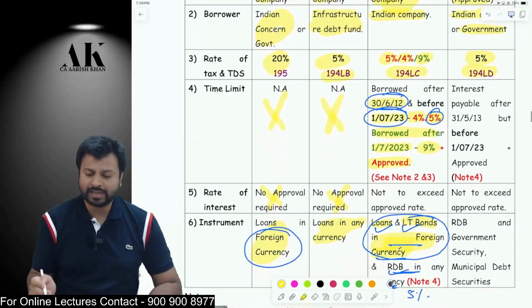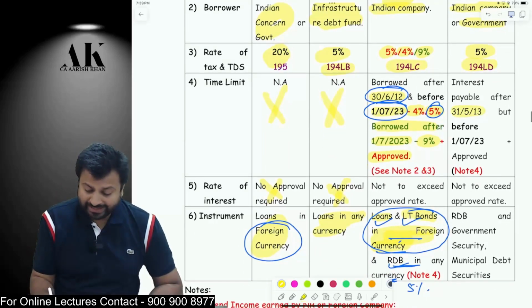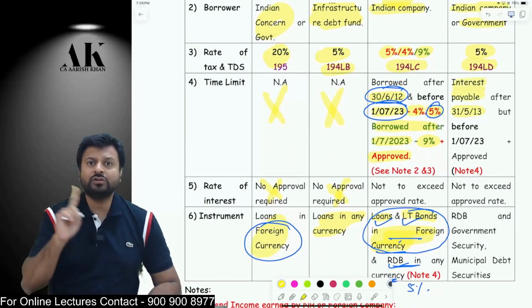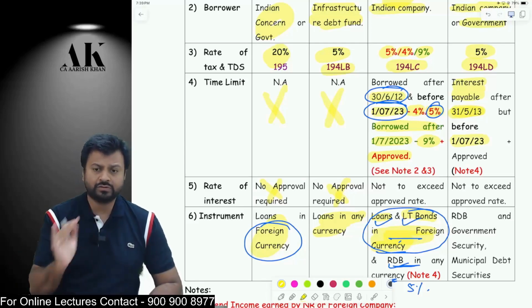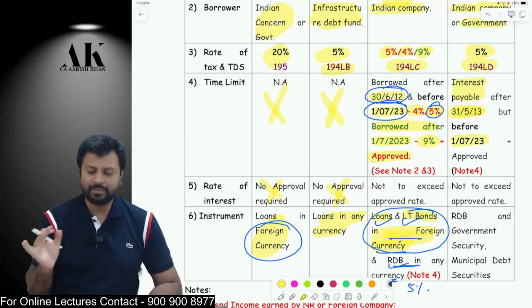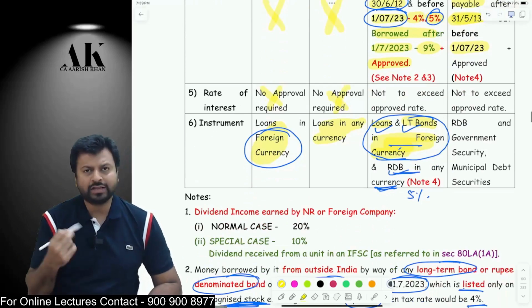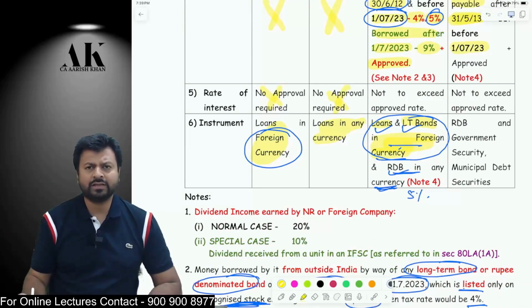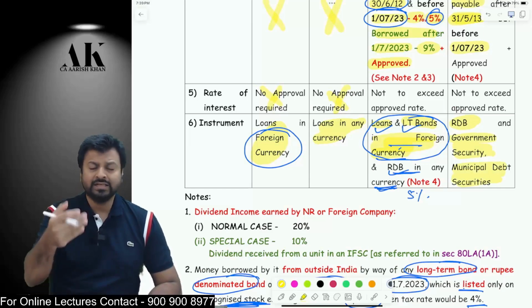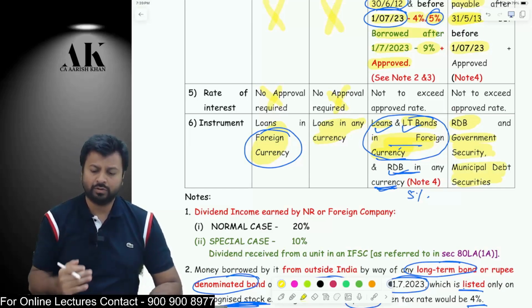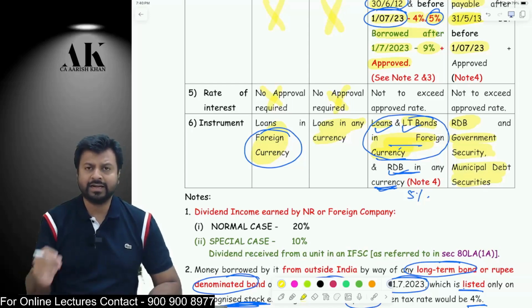Here also there is a time limit. What is the time limit? The interest has to be payable, not the money borrowed. The interest has to be payable after 31st March 2013 and before 1st July 2023. So the interest has to be payable between this period. Now what will the FII and QFI buy? The FII and QFI will buy rupee denominated bonds, government securities and municipal debt securities. These are the three items that the FIIs can buy over here. They will be liable for 5% tax rate, 194LB.